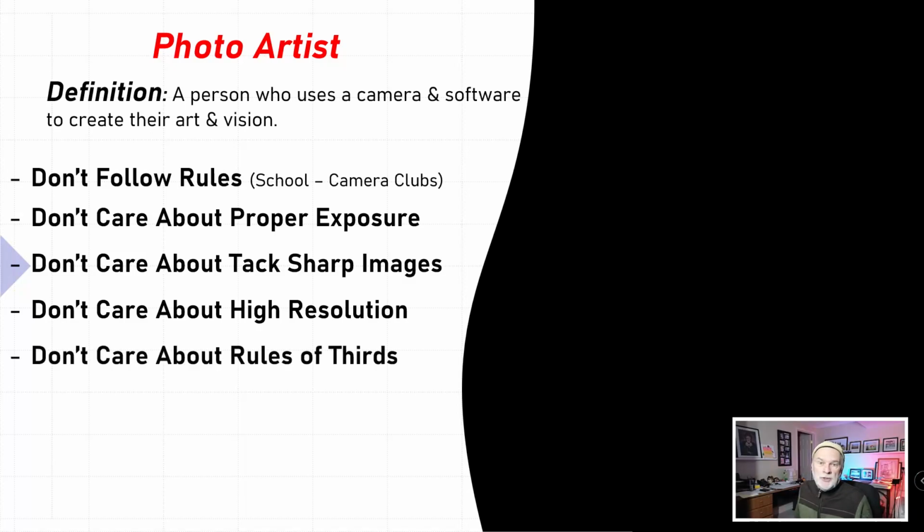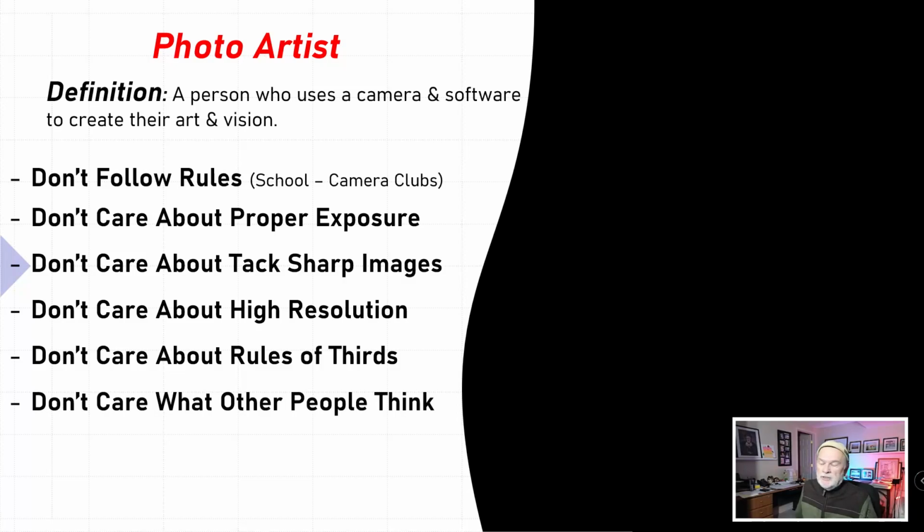Don't care about the rule of thirds. As a photo artist, we just do what we like to do. We don't care what other people think, and we just let our audience find us. So I'll just mention that a little bit, but we focus on what we want to do, refine our skills on what we want to do. We don't care what anybody thinks.